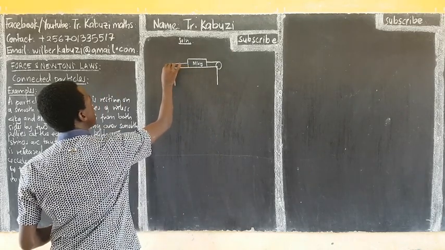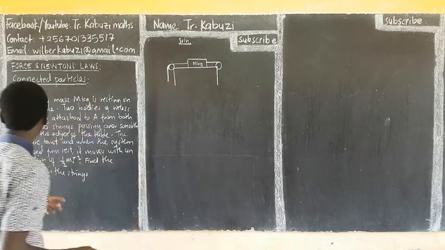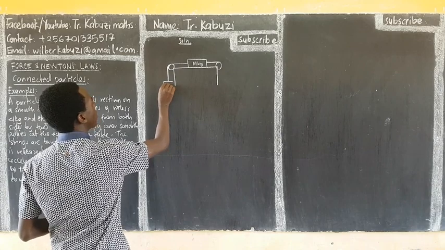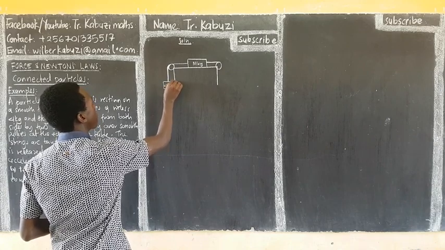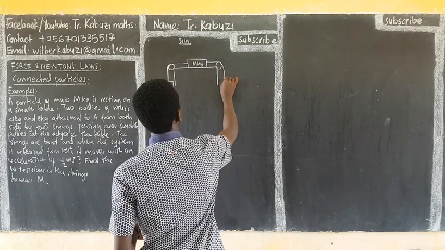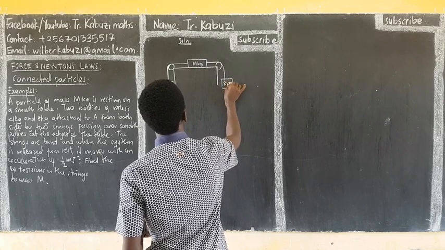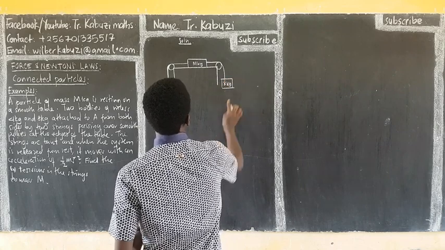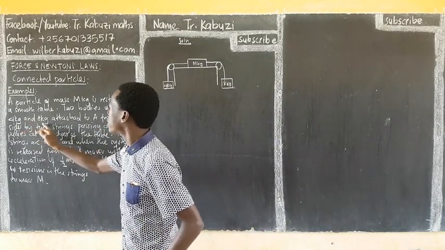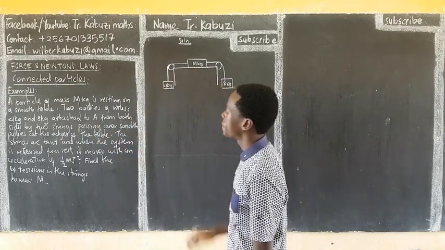Now, these strings are holding some masses. This one has a 4 kilogram mass, and then this one has an 8 kilogram mass. Of course, it's bigger. So those are our masses, 4 kilograms and 8 kilograms, attached to A from both sides, as you see.